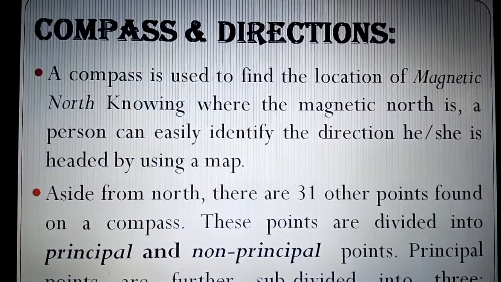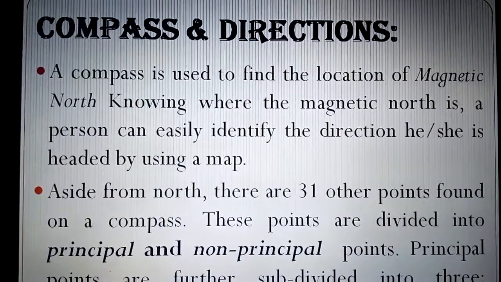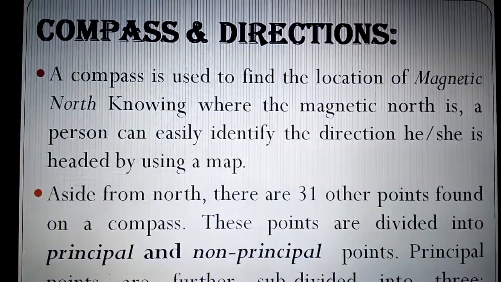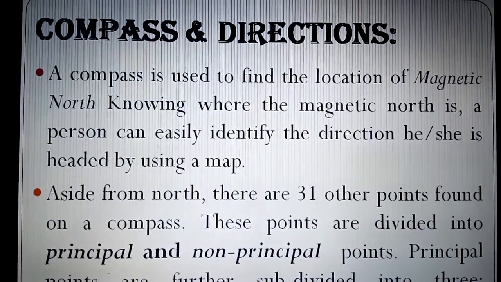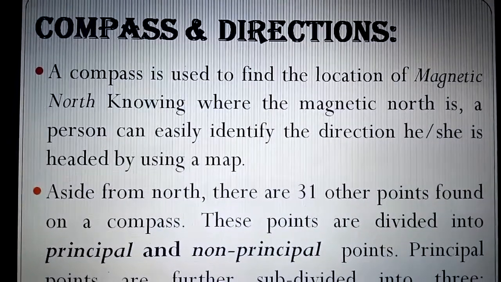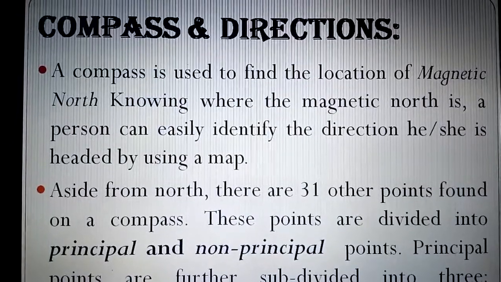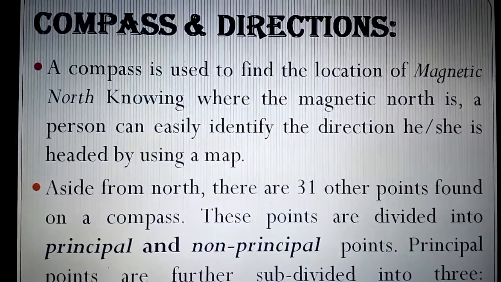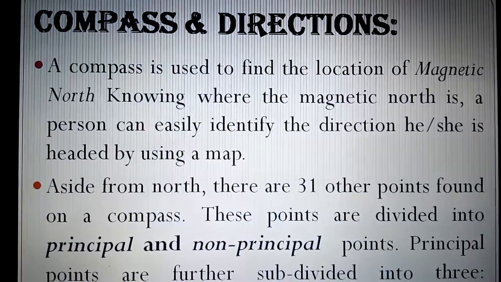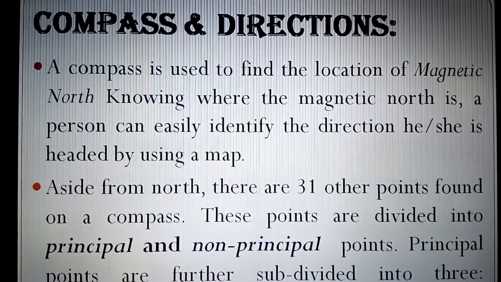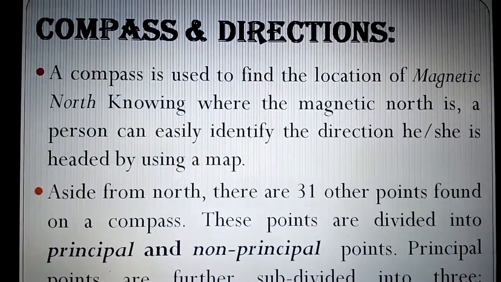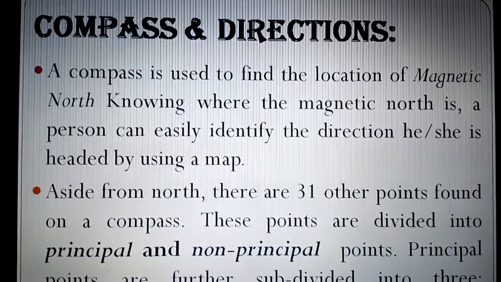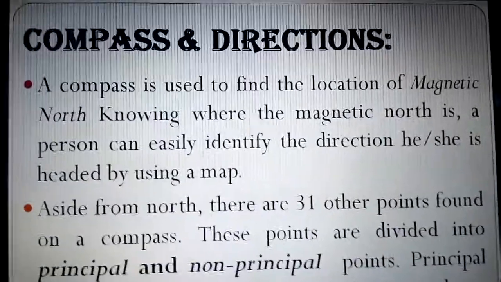First we will see a little bit of theory about the compass. What is a compass? A compass is used to find the location of magnetic north. Knowing where the magnetic north is, a person can easily identify the direction he or she heads by using a map.